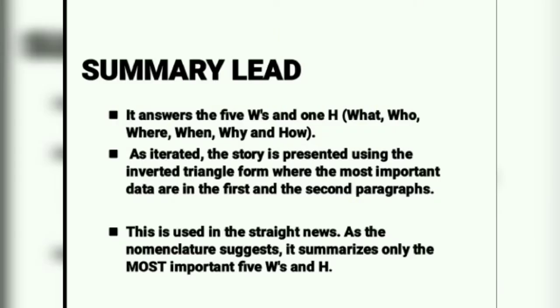So here we go with the major classifications of the lead. First, we have the summary lead. So the summary lead answers the 5 W's and 1 H, like what, who, where, when, why, and how. So as iterated, the story is presented using the inverted triangle form, where the most important data are in the first and the second paragraphs. So this is used when the straight news, as the nomenclature suggests, summarizes only the most important 5 W's and H.